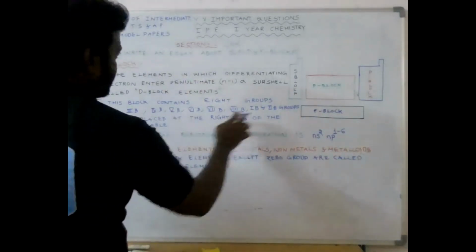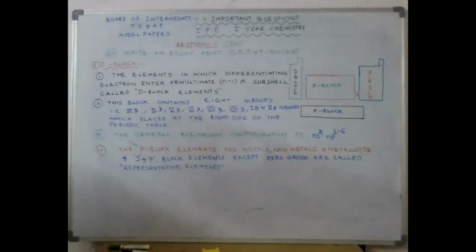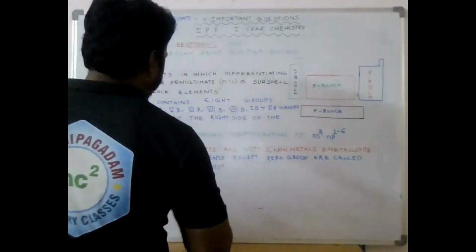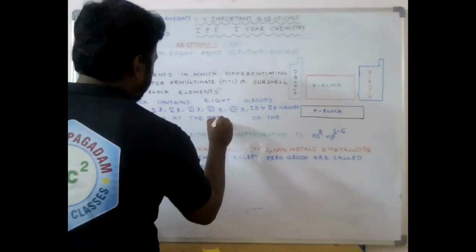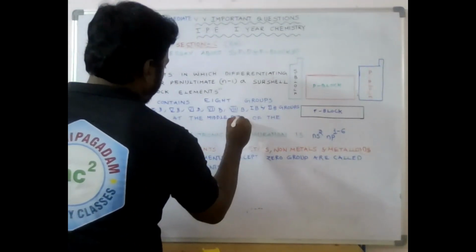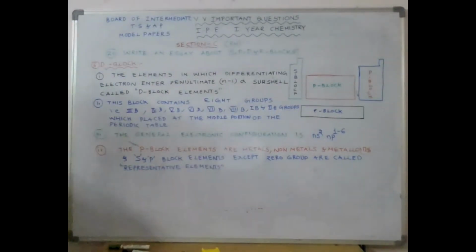Where are they placed? Left side or right side? Not left side, not right side also. They are placed in between, the middle portion of the periodic table. They are placed at the middle portion of the periodic table. That is the second point.